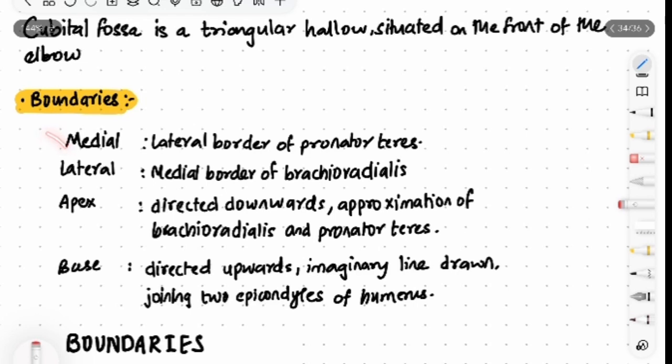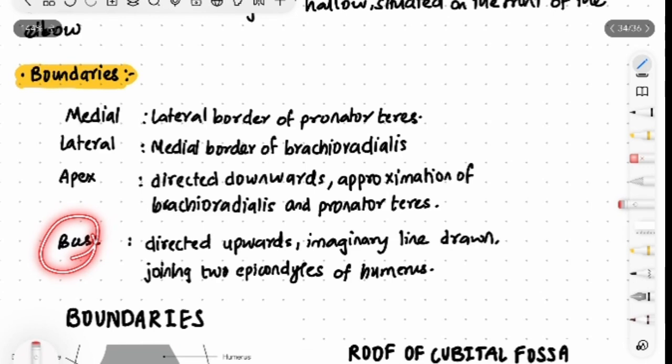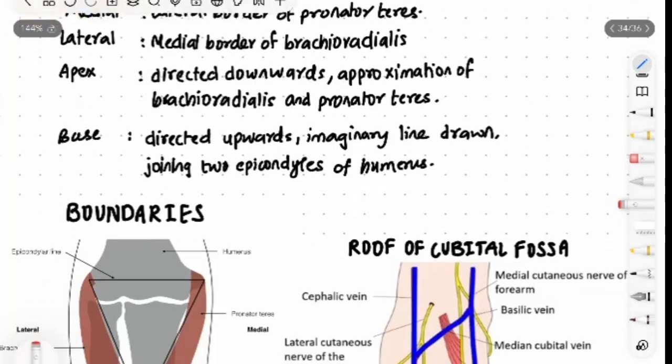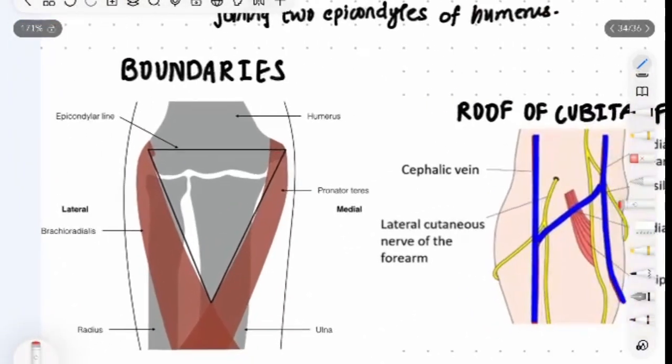The medial boundary is the lateral border of pronator teres, and the lateral boundary is the medial border of brachioradialis. The apex is directed downwards, and the apex is formed by the approximation of brachioradialis and pronator teres muscles, whereas the base is directed upwards, and the base is formed by an imaginary line drawn by joining the two epicondyles of humerus. So it is simply known as the epicondylar line. So these are the boundaries.